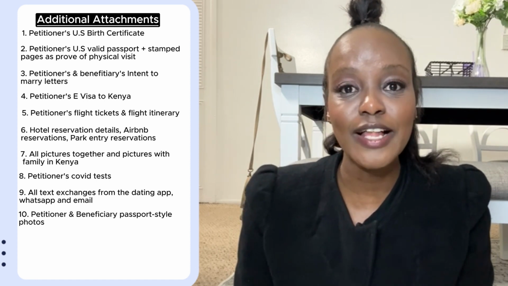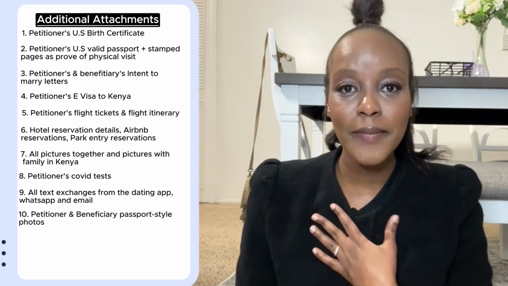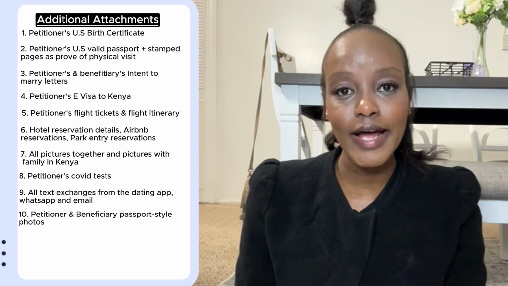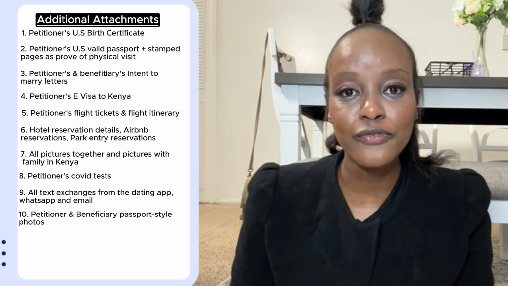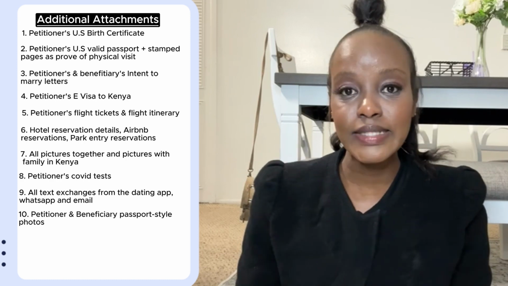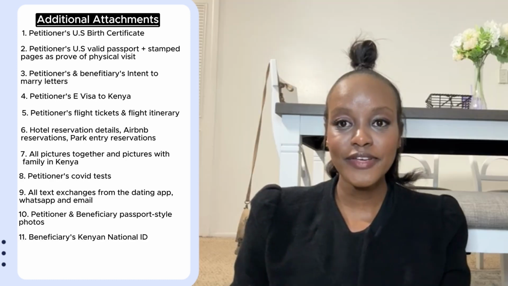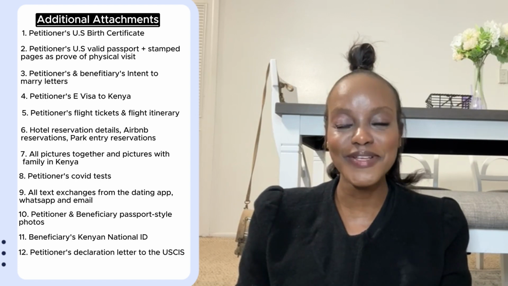The petitioner's and the beneficiary's passport style photos. What that means was that both my passport photo and his passport photo were also added, and our names written down at the back of the photo with a pencil. My Kenyan national ID. My fiancé, who was also the petitioner, wrote a beautiful declaration letter to the USCIS.